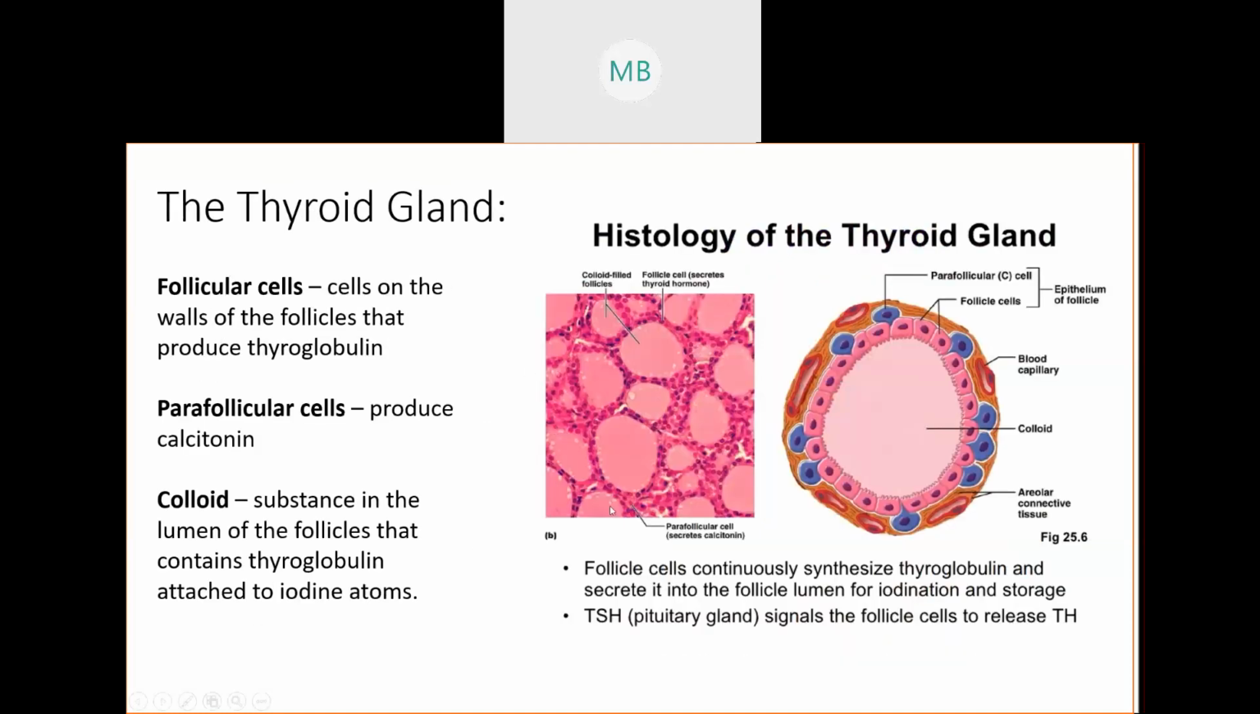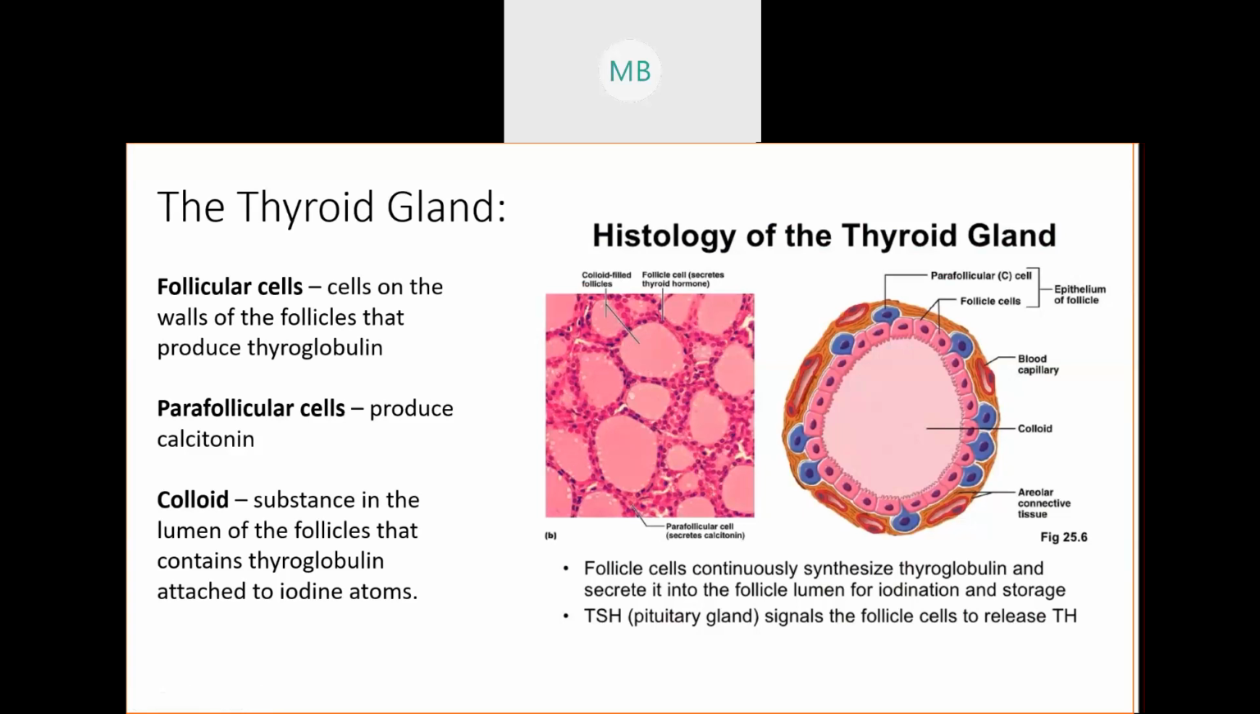So the way your thyroid gland works, if you remember from lab, is if you're looking at thyroid tissue under a microscope, it looks like there's a bunch of soapy water or dish bubbles. In each of these bubbles, your thyroid gland fills that with thyroglobulin.